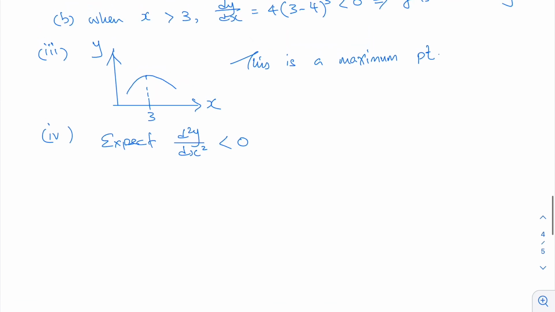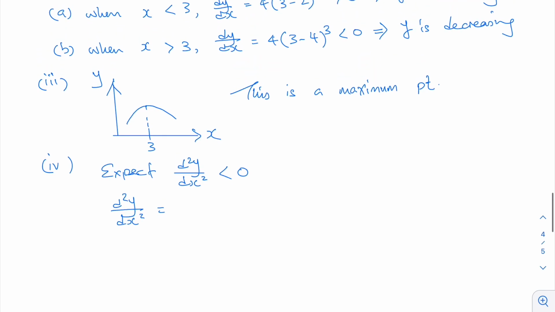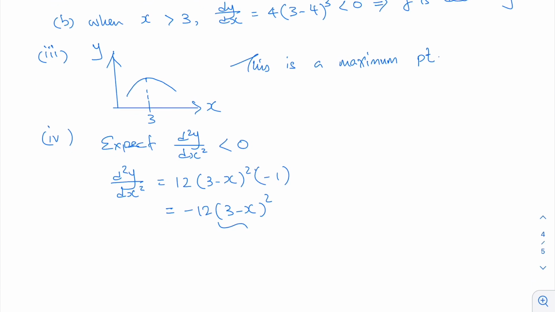So let's see, d²y/dx². dy/dx is here. So d²y/dx², well, 3 minus x squared, times negative 1. So you get negative 12(3 − x)². Now take note, you have a square term here. What does it mean? A square term means what kind of value would you expect?